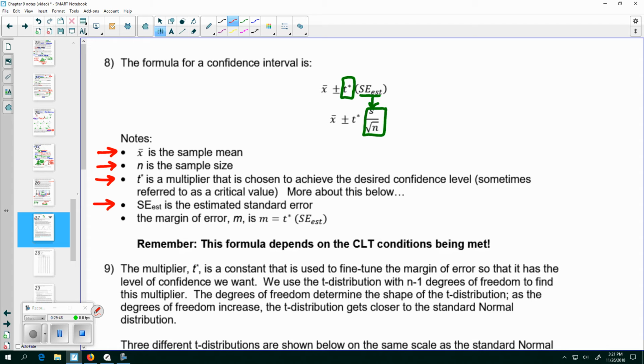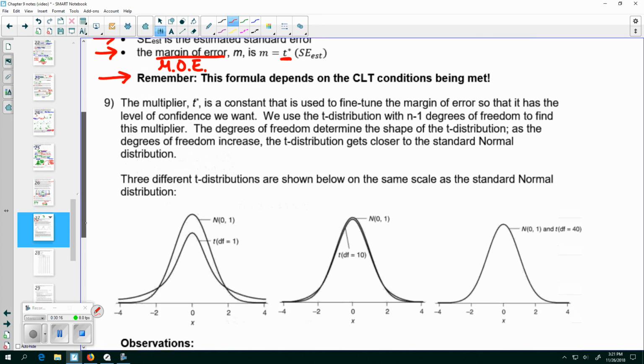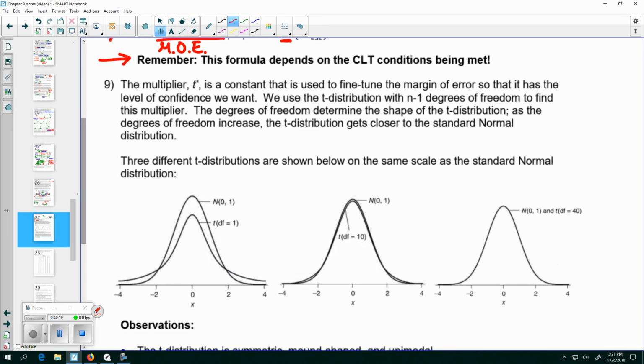SE est, or standard error estimated, is the estimated standard error. And your margin of error, M, or MOE for short in some situations, is just a couple of standard errors. How many standard errors depends on that critical value and the confidence that you want. And a last reminder here, just like chapter 7 again, you have to check those central limit conditions first. This formula depends on those conditions being met. If you apply that formula and the conditions haven't been met, then you're going to get a confidence interval that can be very misleading.